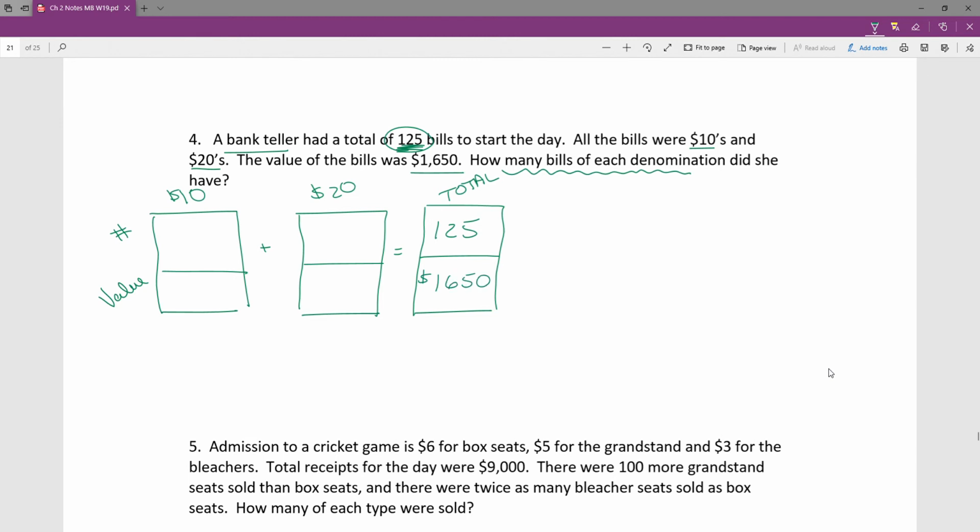These are also pretty repetitive. Once you've got down the x terms, one's going to be x and the other one's going to be the total minus x. We don't have the same problem in this question as with dollars and cents. So it's just 10 times the number of $10 bills and 20 times the number of $20 bills. So this gives me my equation to solve. What is that, 2?